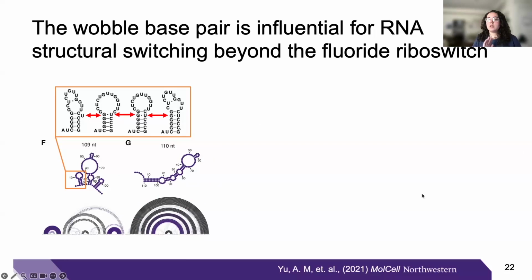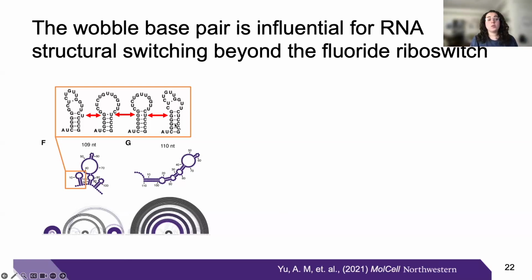Now, I don't want you to think that this is just fluoride, and I was really interested when working on this project in learning about other instances of the wobble base pair having such a structural rearrangement impact on RNA structure. Now, I'm showing some work done by my lab a few years prior where we were studying the SRP RNA molecule. And what Angela observed was within the co-transcriptional folding of the SRP molecule, between nucleotides 109 and 110, this massive structural rearrangement, where you went from 3 distinct helices to 1 overarching long helix.